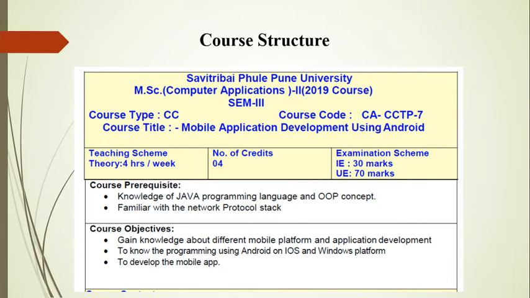For this course, you need knowledge of the Java programming language, object-oriented concepts, and you should also be familiar with the network protocol stack. Course objectives are to develop mobile apps, gain knowledge about different platforms and application development, and to know programming using Android on iOS and Windows platforms. There are 6 units in this course.